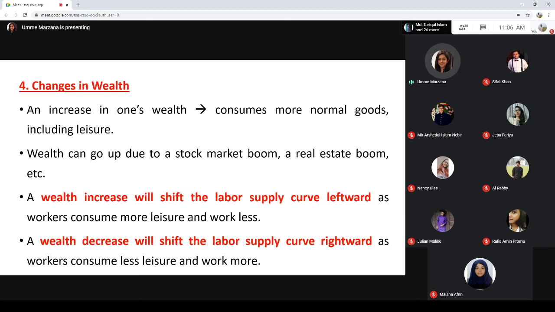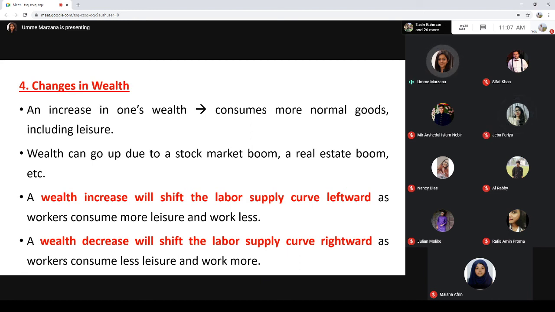So whenever there is any change in wealth, it basically makes us work either more or less than before. It has nothing to do with the wage rate. So for example, let's say your wealth has increased. Maybe there has been a big positive boom in the share market. That means the shares that you own are more valuable than before. Or maybe there's a real estate boom. The house you own is more valuable than before. If your wealth increases, will you work more or work less than before? Your wealth has increased. You're richer. You're rich. What will you do?